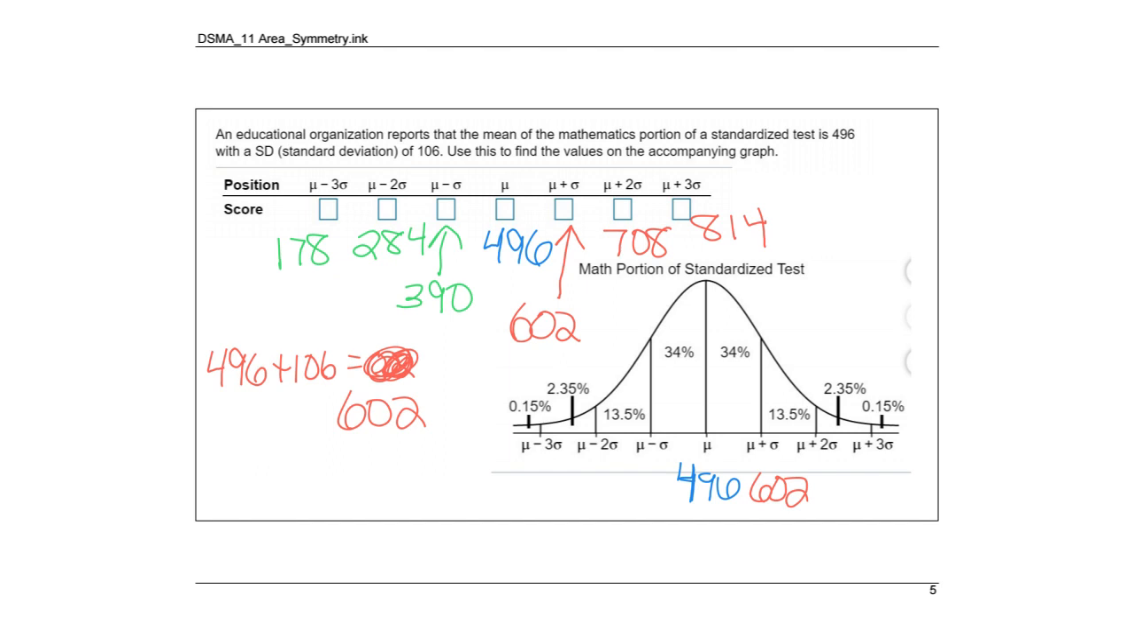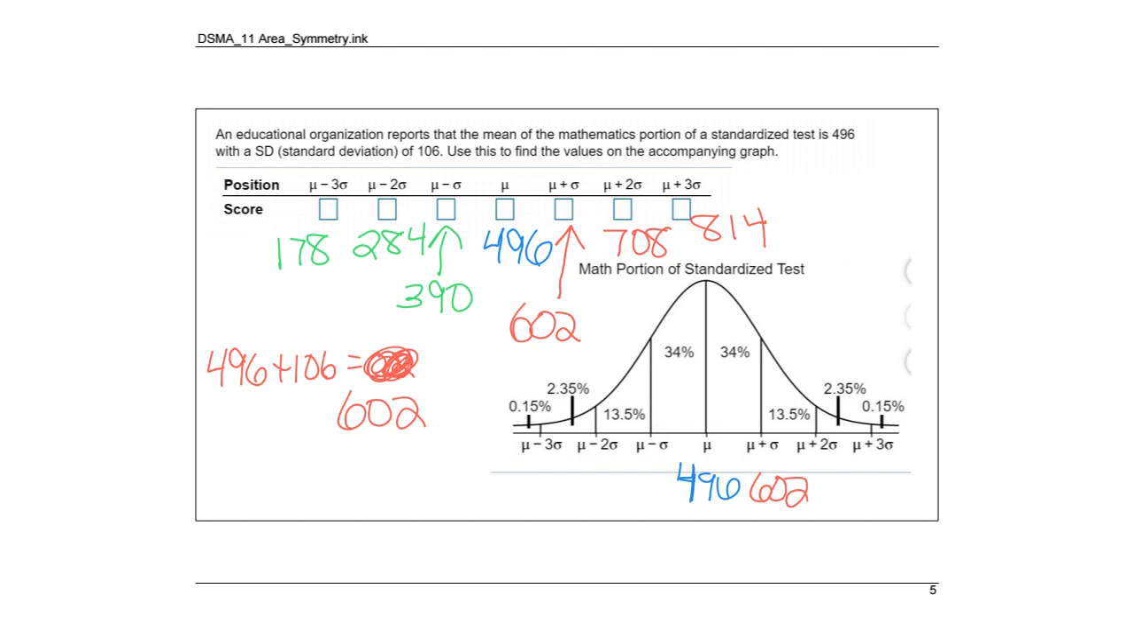Okay, by the miracle of turning on and off videos, you can see that I went ahead and finished that. So in the red is where I added 106. So I added 496 plus 106 to get 602. Then I added 106 again to get 708, added 106 again to get 814. So on the right side, I always add.